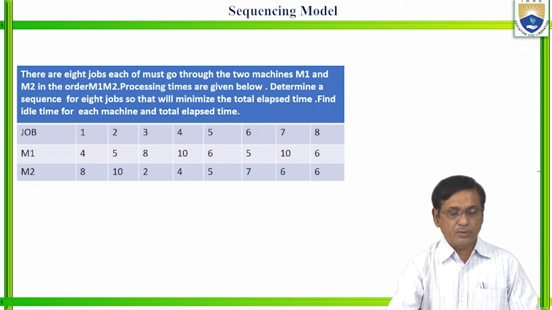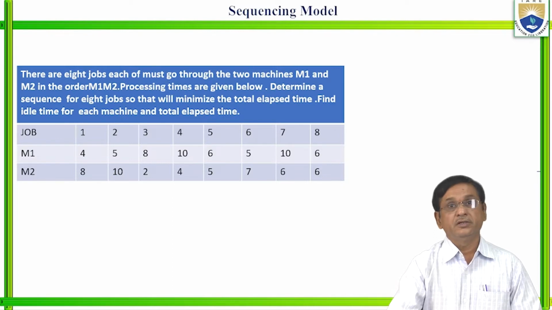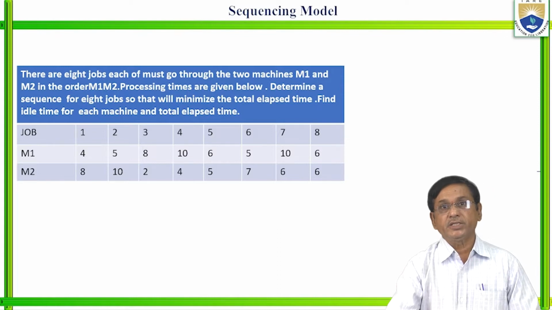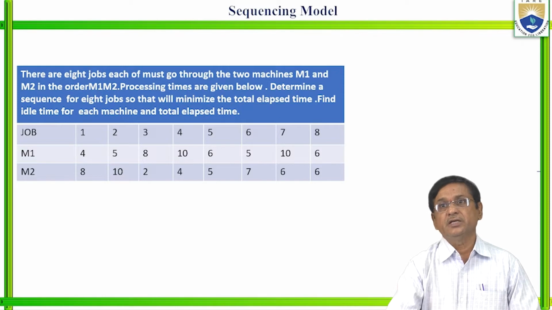Now, 8 jobs are there, 1, 2, 3, 4, 5, 6, 7, 8. Job 1 requires 4 hours on machine M1, job 2 requires 5 hours on machine 1. Job 3 requires 8 hours on machine 1. Job 4 requires 10 hours on machine 1. Job 5 requires 6 hours on machine 1. Job 6 requires 5 hours on machine 1. Job 7 requires 10 hours on machine 1. And job 8 requires 6 hours on machine 1.